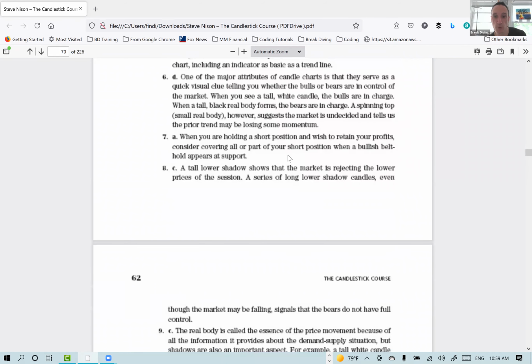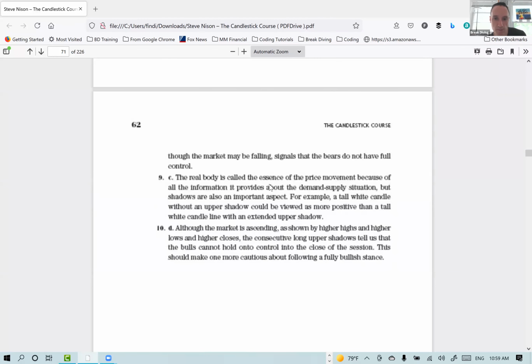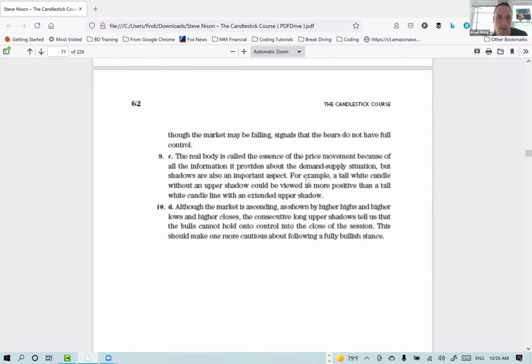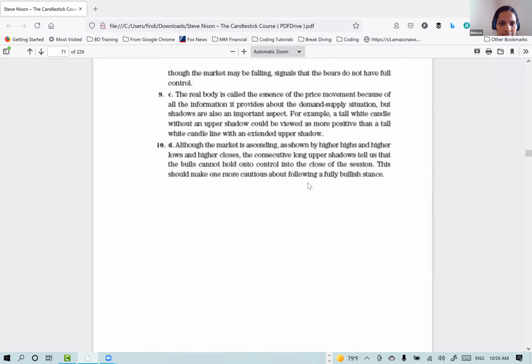When you're holding a short position and wish to retain your profits, consider covering all or part of your short position when a bullish belt hold appears at support. A tall lower shadow shows that the market is rejecting the lower prices of this session. Okay. The real body is called the essence of the price movement because of all the information it provides. But shadows are also an important aspect, so you should look at all of it. And although the market is ascending, as shown by higher highs and higher lows, the consecutive long upper shadows tell us that the bulls cannot hold on to control into the close of the session. This should make one more cautious about following a fully bullish stance.